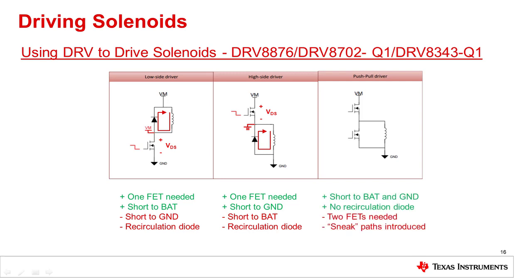The push-pull driver uses a half-bridge configuration where the solenoid is connected to the shared node between the MOSFETs and VM or ground. When one FET is turned on, the opposite FET is turned off to allow current to dissipate through the solenoid. When the on FET is turned off, then current can be recirculated back to VM or ground through the opposite FET rather than using a freewheeling diode. The gate driver IC can detect both shorts to battery or ground, but also could introduce sneak paths through the gate driver IC that could unintentionally energize solenoids. For more information, please visit the Using DRV to Drive Solenoids application note from Texas Instruments.